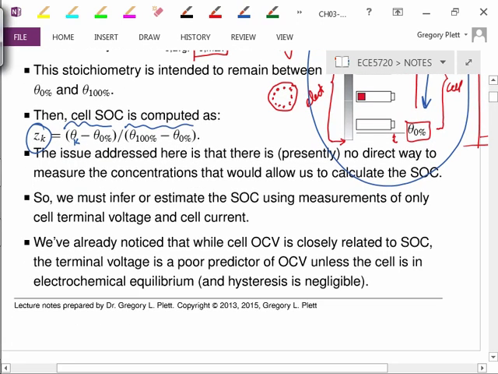So again, there's no direct way to measure state of charge, because there's no direct way to measure these concentrations that would allow us to calculate the state of charge. So we have to infer or estimate state of charge using measurements of cell terminal voltage and cell current.